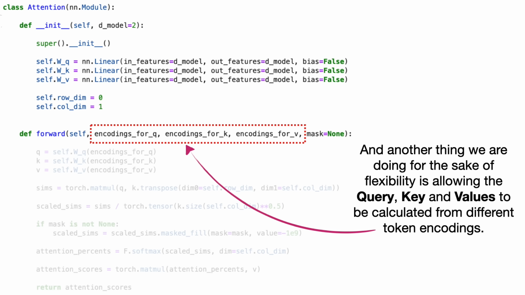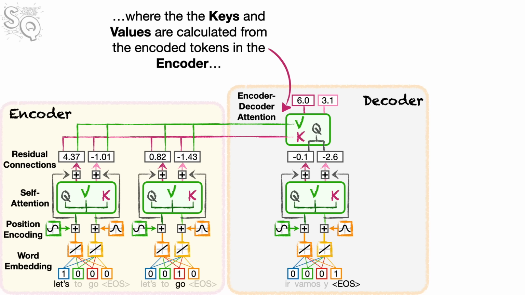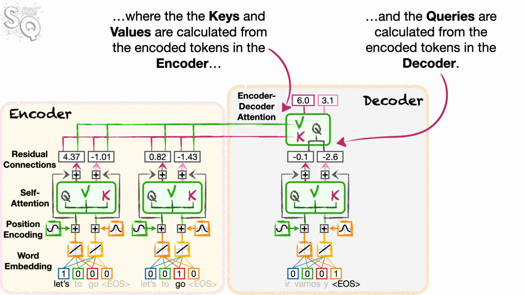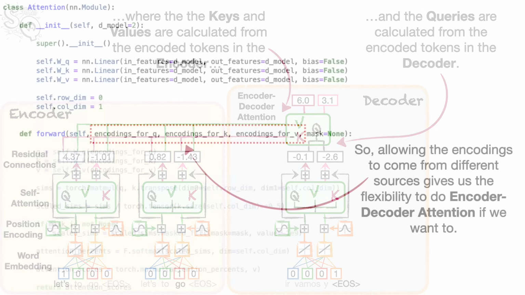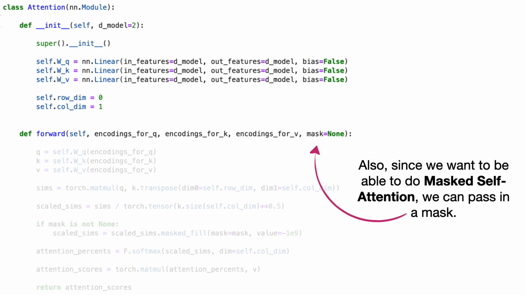And another thing we're doing for the sake of flexibility is allowing the query, key, and values to be calculated from different token encodings. For example, encoder-decoder transformers have something called encoder-decoder attention, where the keys and values are calculated from the encoded tokens in the encoder, and the queries are calculated from the encoded tokens in the decoder. So, allowing the encodings to come from different sources gives us the flexibility to do encoder-decoder attention if we want to. Also, since we want to be able to do masked self-attention, we can pass in a mask.